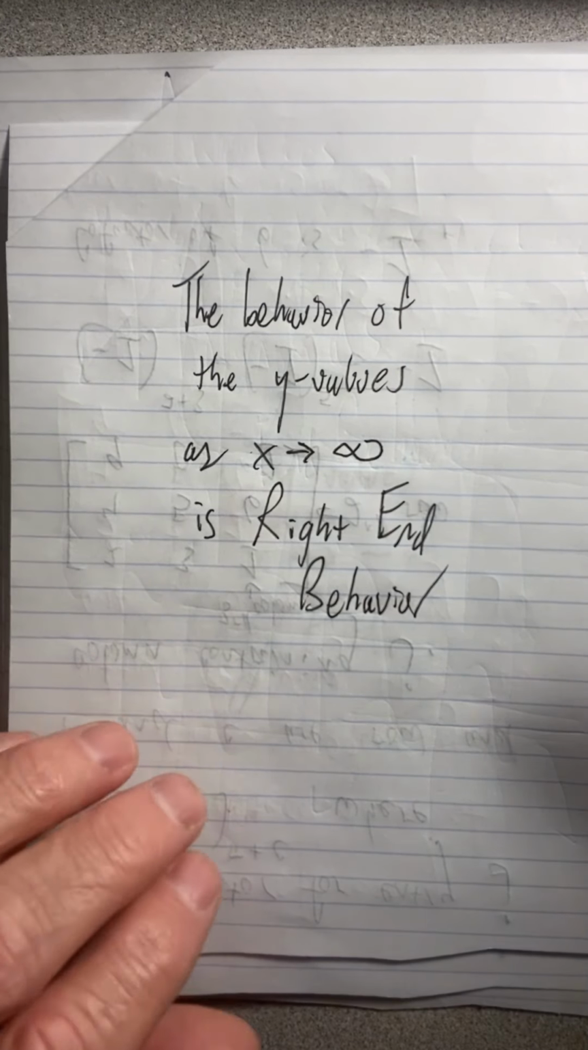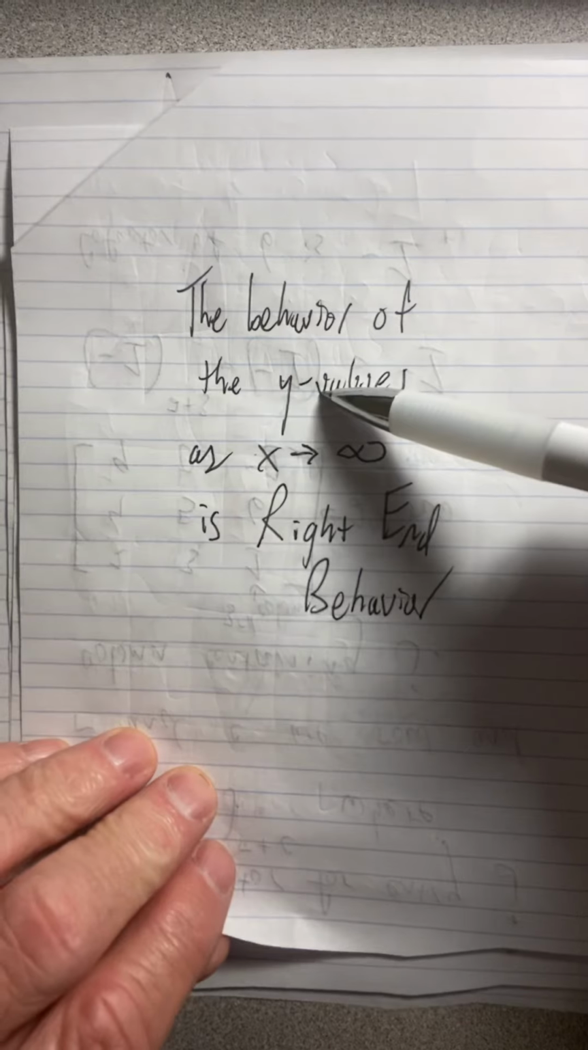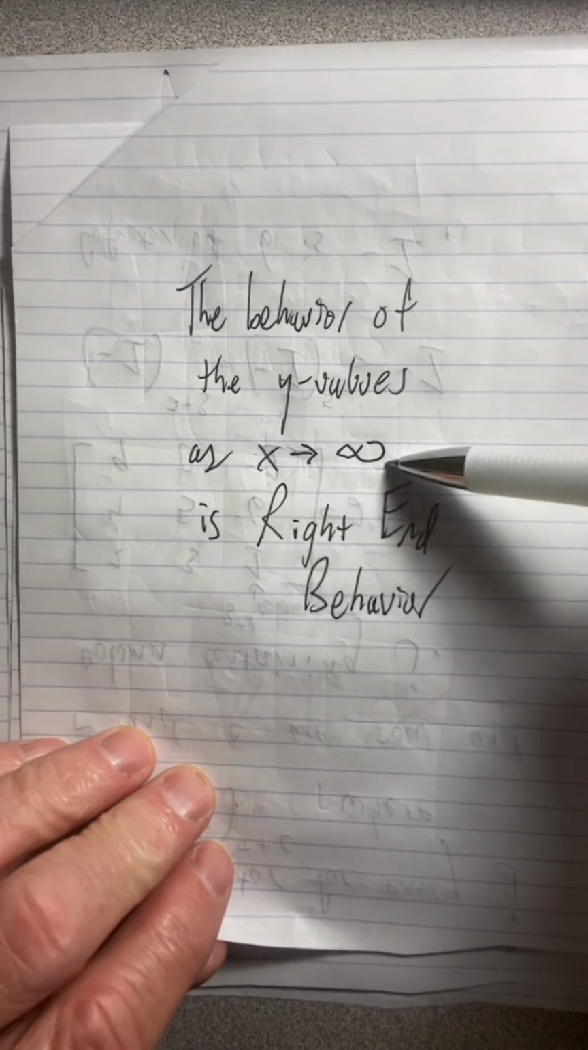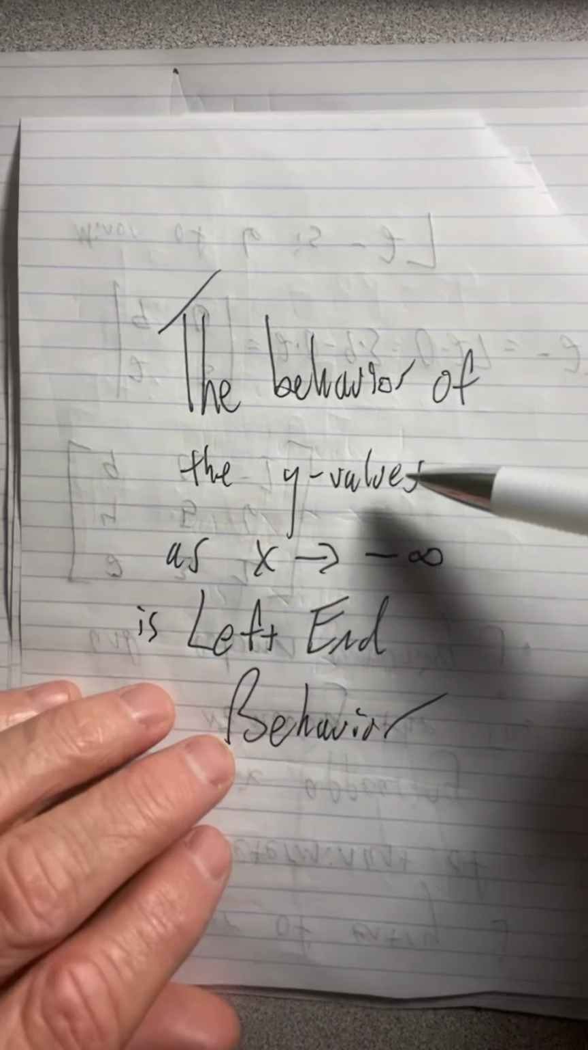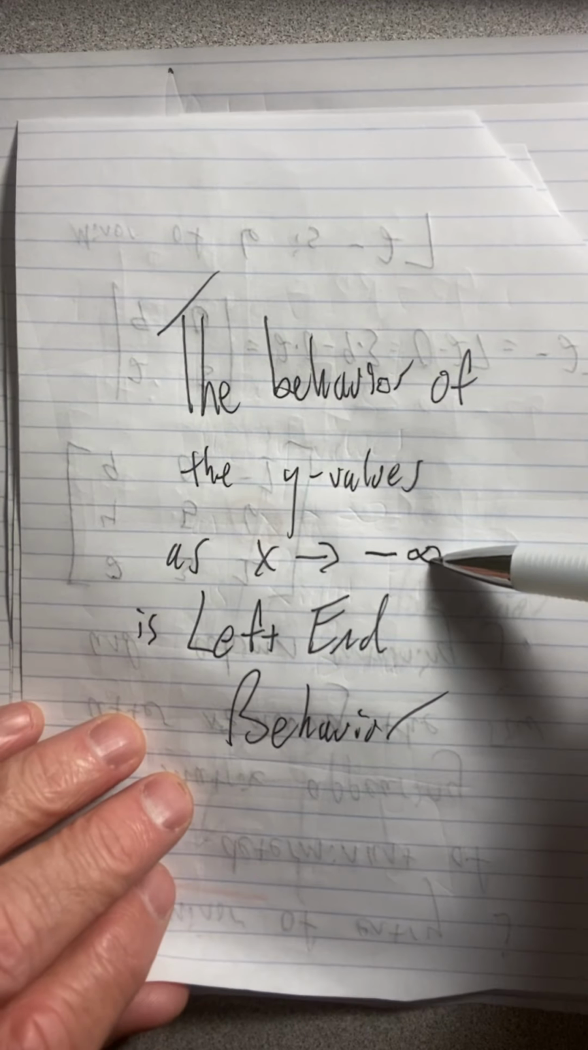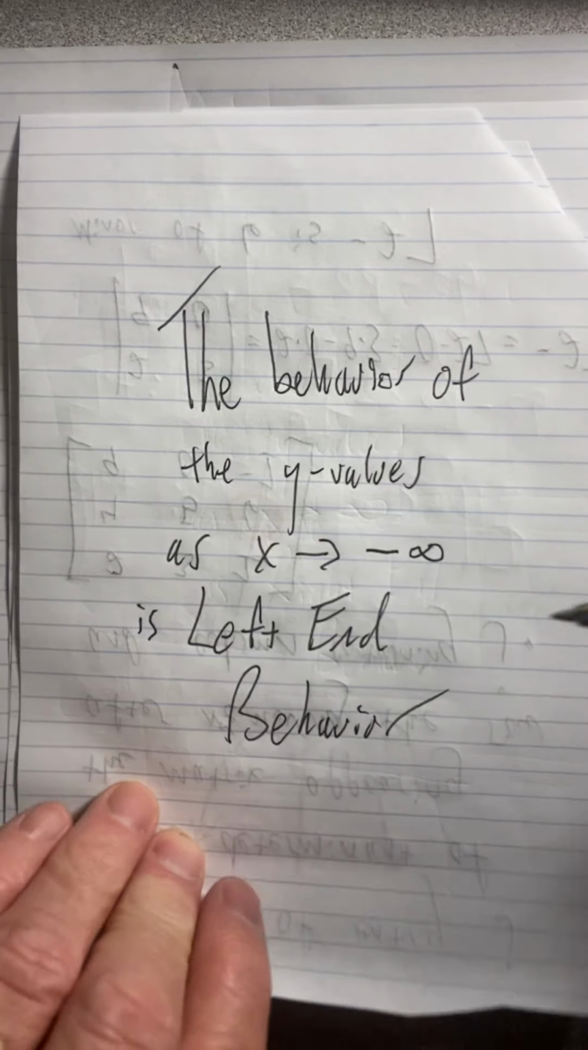So the behavior of the y values of the polynomial as x goes to infinity is called the right-end behavior. The behavior of the y values as x goes to negative infinity is the left-end behavior.